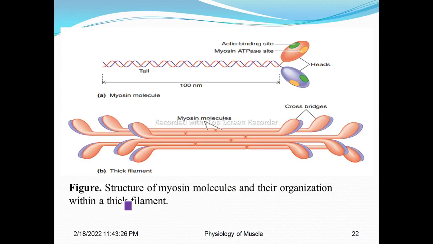So this is myosin, and this is the head, and the head has two sites. One is the actin binding site, the other is the myosin ATP site. So myosin has an ATP site, and actin has a binding site. So these are the two sites. In general, these are myosin molecules, these are the heads, and this one is the bridge. They are cross bridges.